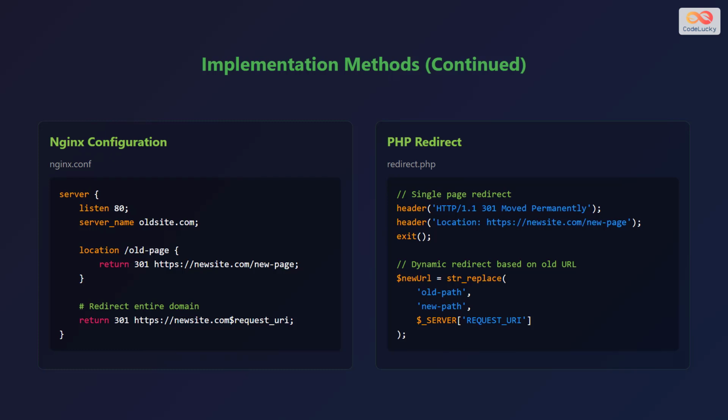You can also use PHP to implement 301 redirects. Use the header function to set the HTTP 1.1 301 Moved Permanently header, followed by the Location header with the new URL. Then, call the exit function to stop further script execution. For dynamic redirects based on the old URL, you can use the str_replace function to replace parts of the old URL with the new path, and then use the resulting URL in the Location header.